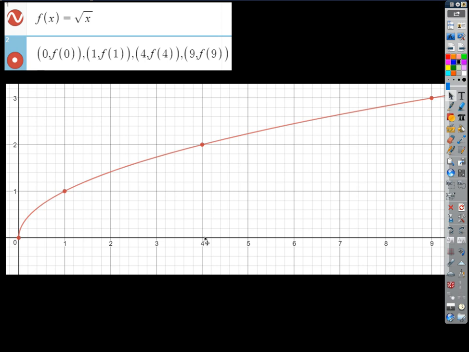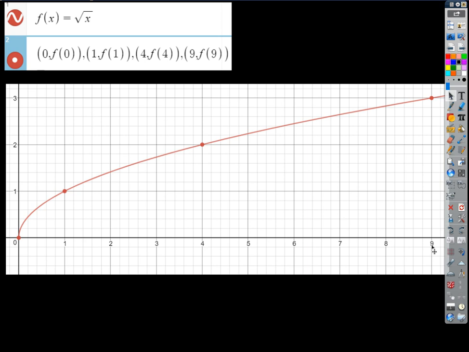Square root of 4 is. If I input a 4, I'm outputting a 2. If I input a 5, that's not convenient. 9 is, though. The square root of 9 is 3. If we kept going out there, square root of 16 would be 4. So you can kind of see what's happening here.